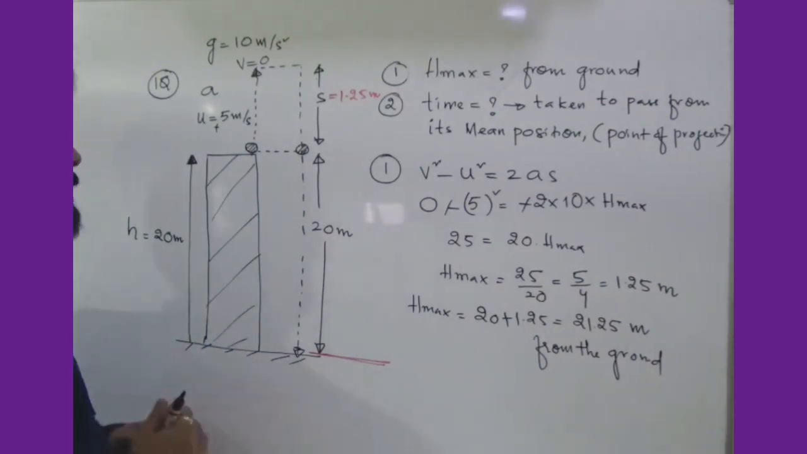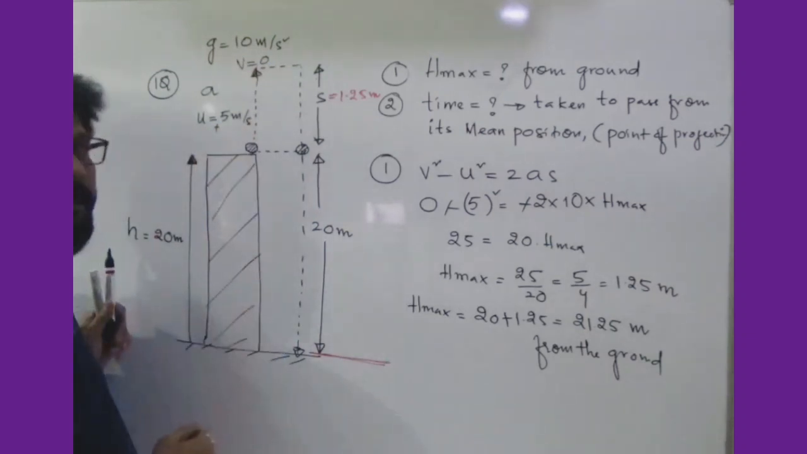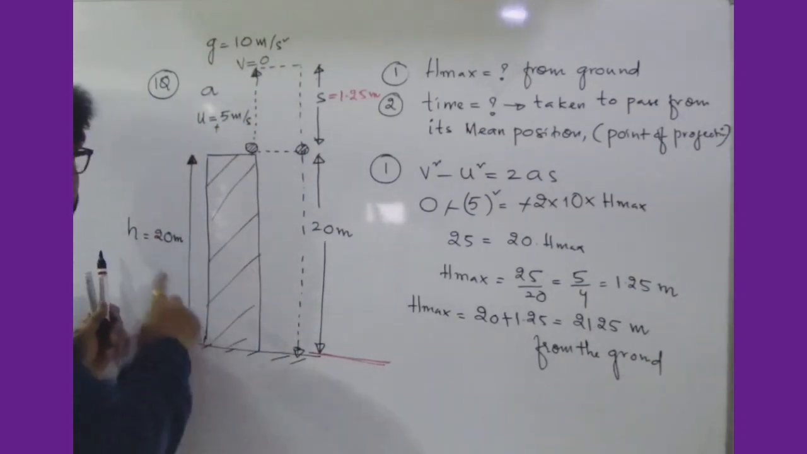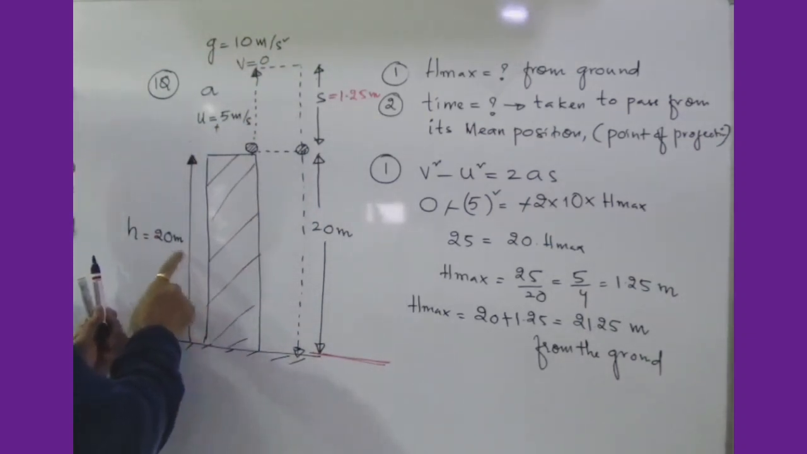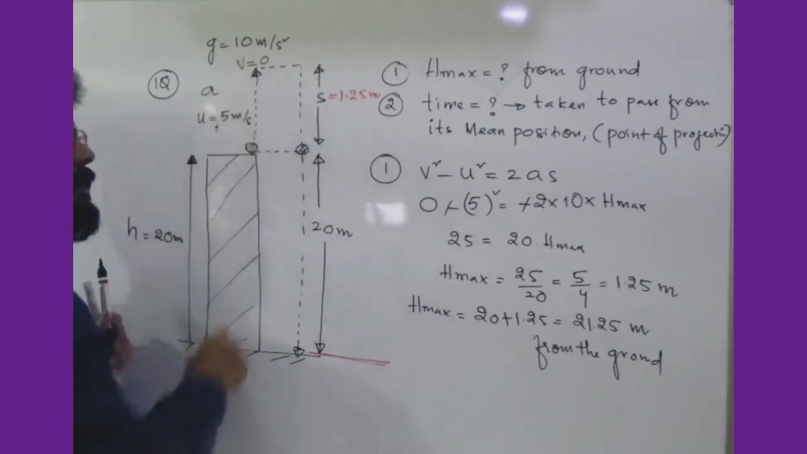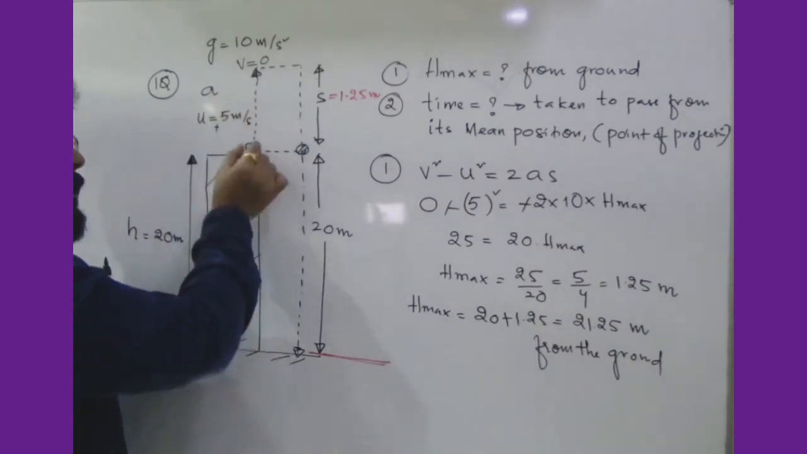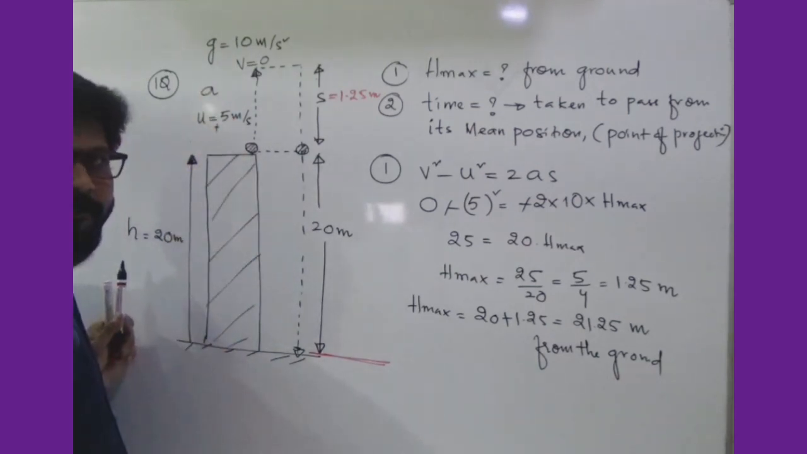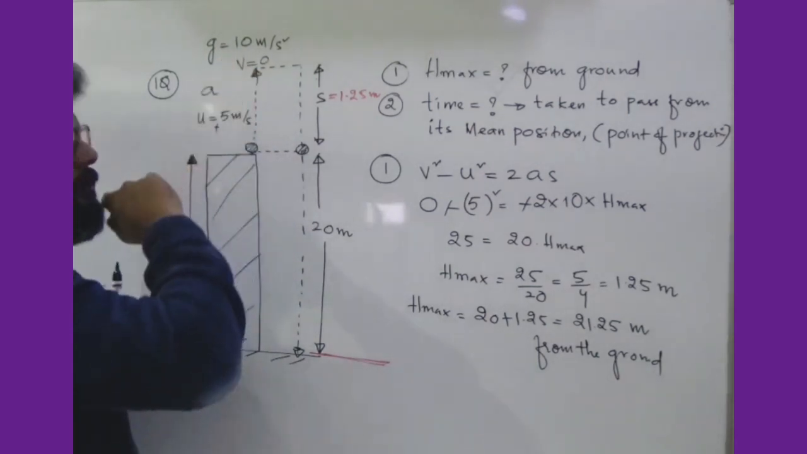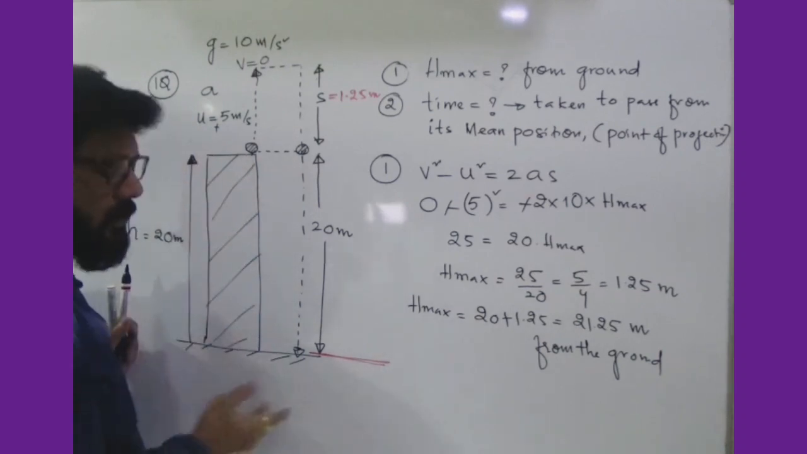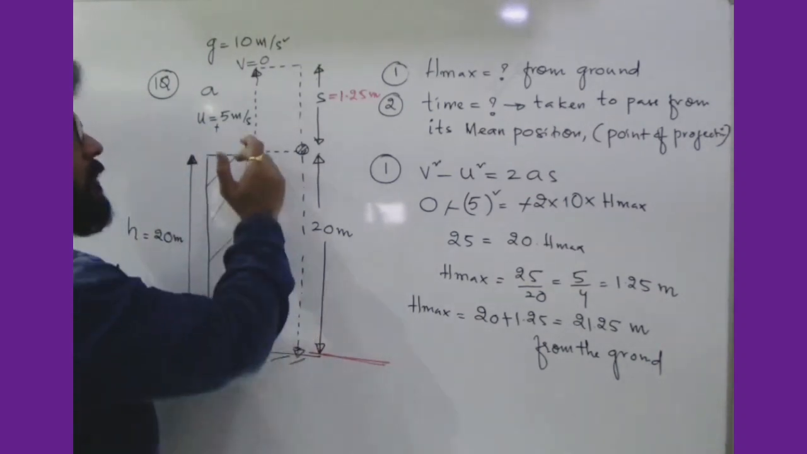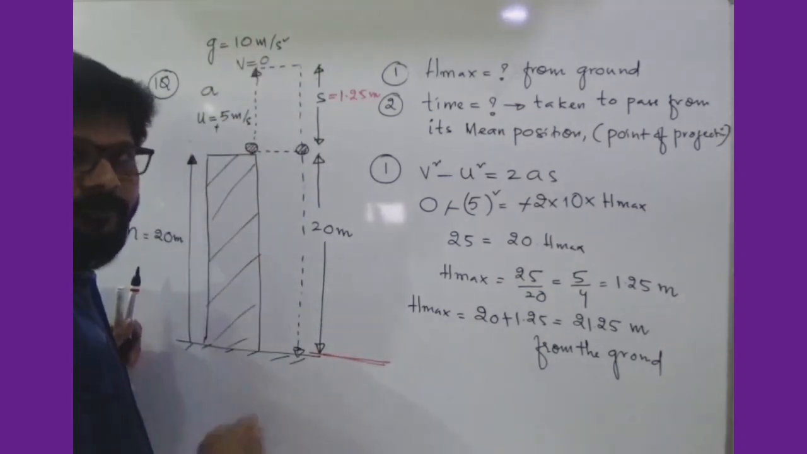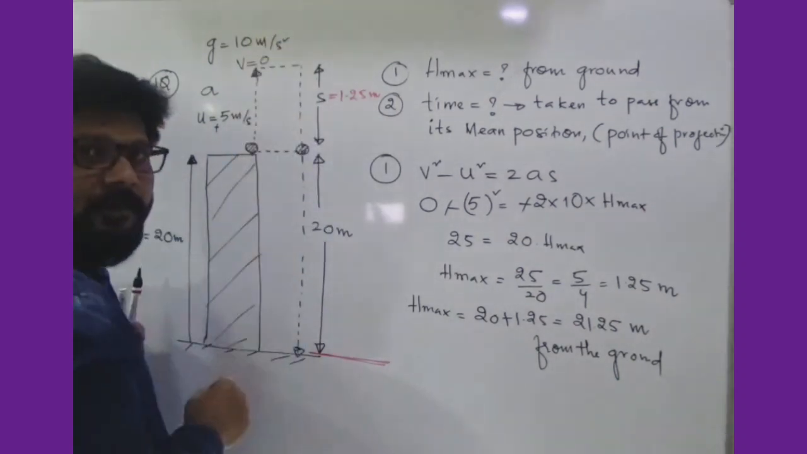Now, a body is projected vertically upwards from a maximum height of 20 meters, that is, from the top of a tower. According to the given problem, it is projected upward with 5 meters per second. What is the maximum height reached from the ground?